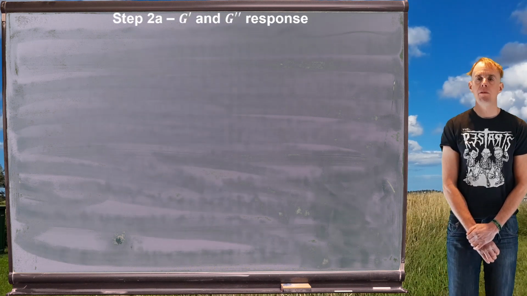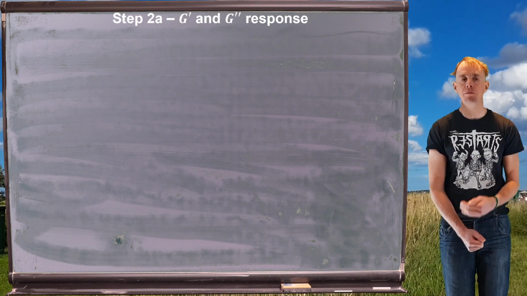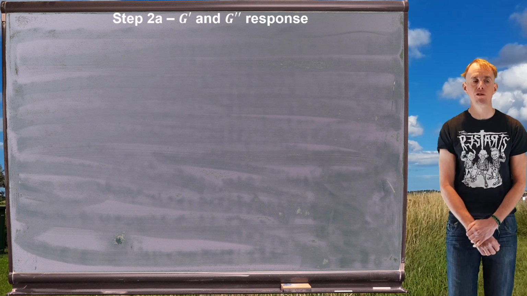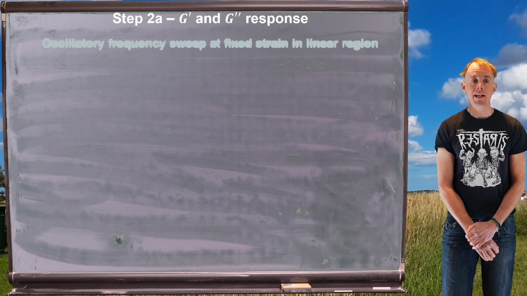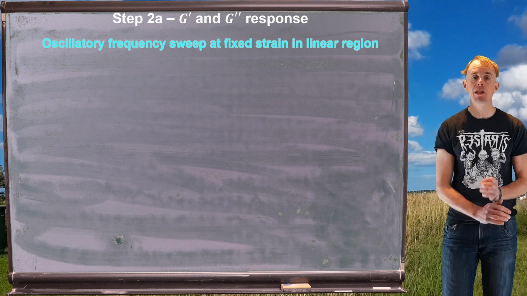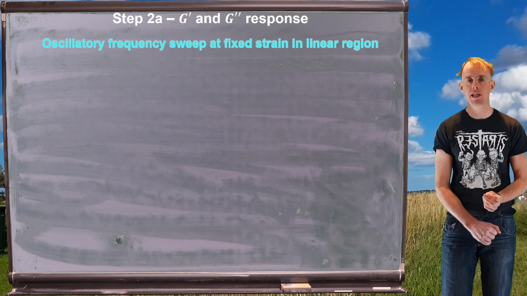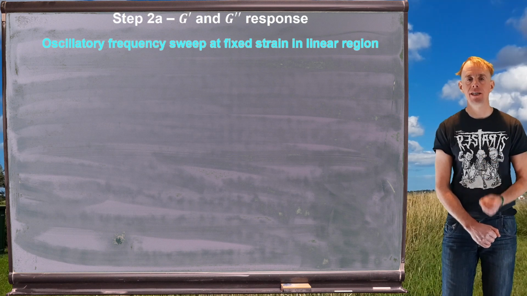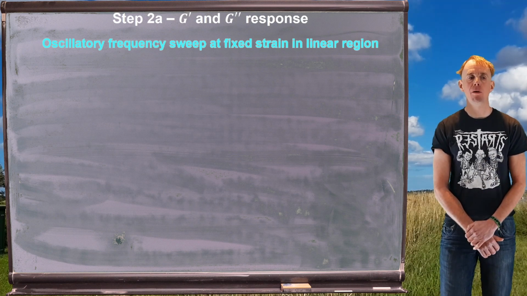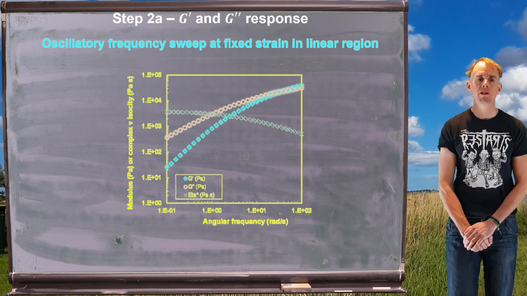So the next experiment that we might do is a frequency sweep. What we want to do is to look at the frequency dependence of our elastic and viscous modulus. Again, I'm going to be using parallel plates, and we're going to now keep a fixed strain. We're going to do our experiments at that 10% strain, so we know we are in the linear response region of the polymer. And again, I'm going to put a plot on the board and then talk through it.